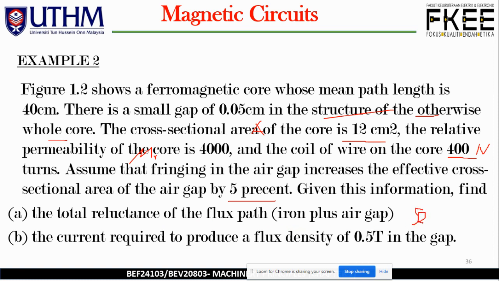Given this information, find (a) the total reluctance, R_eq, of the flux path, iron plus gap, and (b) the current required to produce a flux density B of 0.5 Tesla in the gap.